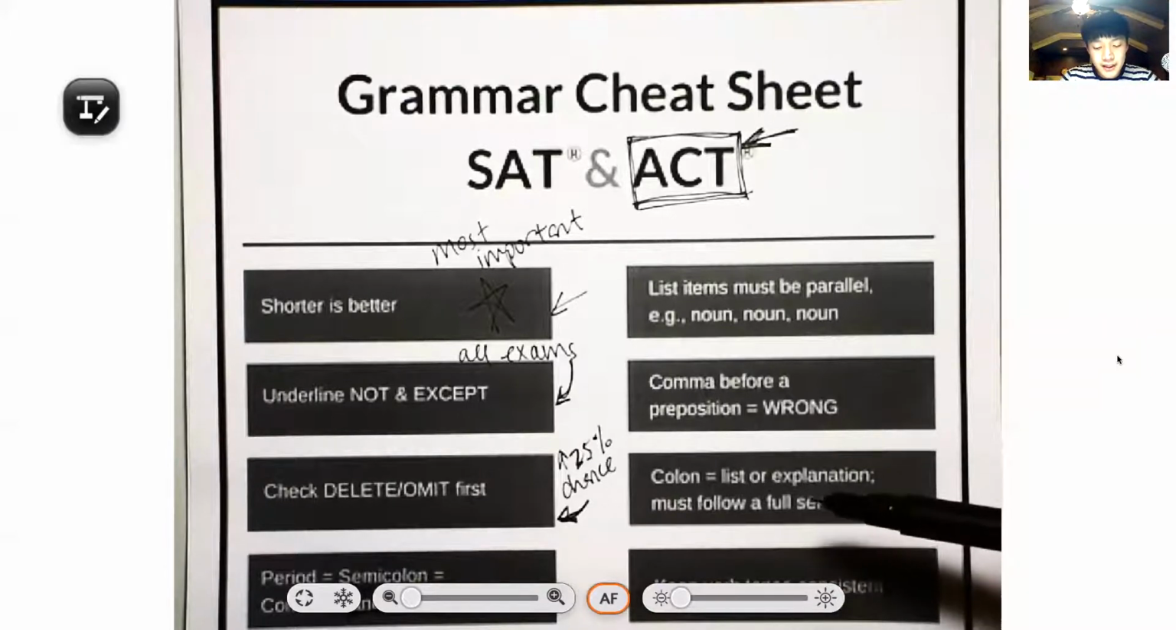Comma plus she, it, they is usually a comma splice, and it's usually wrong. So a typical comma splice is where you put a comma, but not an and but.